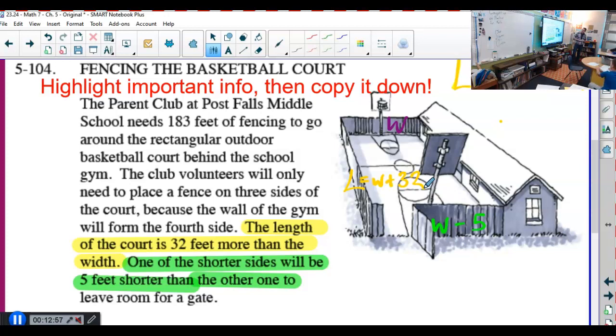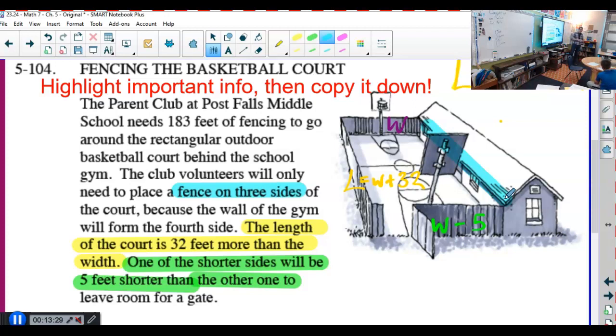Devin, anything else that we feel like should be highlighted? At least important to note before we start trying to solve this? The volunteers only need 3 sides. Ooh. Our quote-unquote rectangle is only going to actually be 3 sides, because the other side has the building on it. So this side doesn't need a fence.